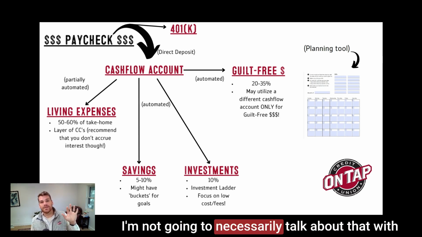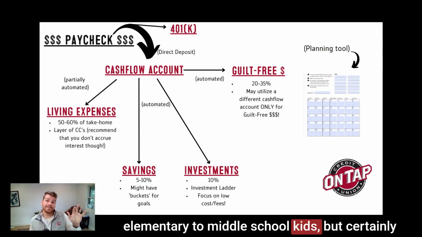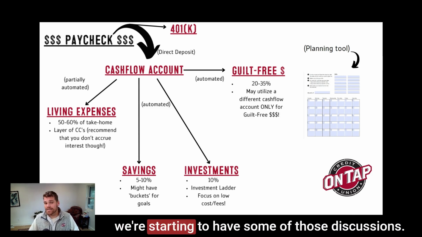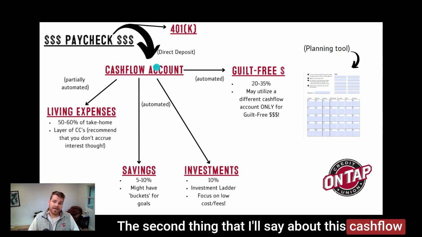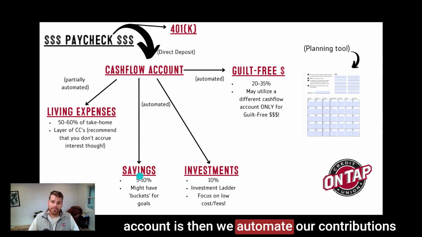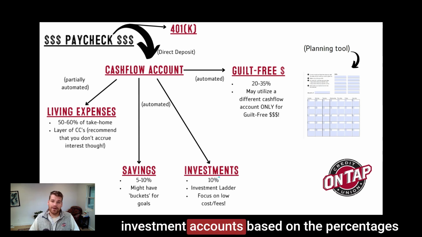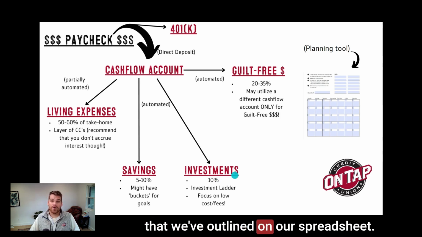I'm not going to necessarily talk about that with elementary to middle school kids, but certainly with high school and definitely college age kids, we're starting to have some of those discussions. The second thing that I'll say about this cash flow account is then we automate our contributions into our savings account and into our investment accounts based on the percentages that we've outlined on our spreadsheet.